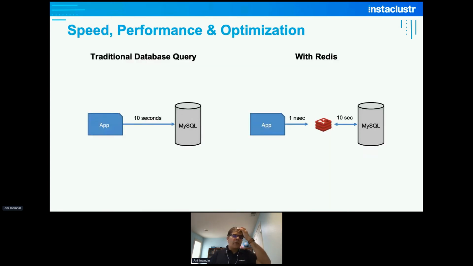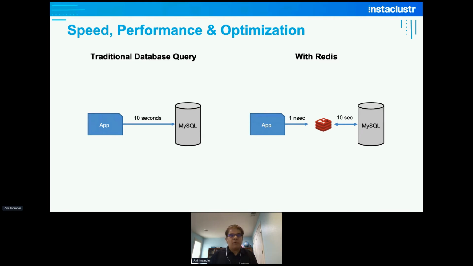Okay, so first, speed, performance, and optimization. Now, this is probably the most widely used use case for Redis. On the left-hand side, there is a traditional database query. So there is an application and there is a database. In this case, it's MySQL. It could be Postgres. It could be Oracle. It could be anything. And there's a query. An application is doing a query, and it takes like 10 seconds. Now, 10 seconds might be too much for the users, and they're complaining.